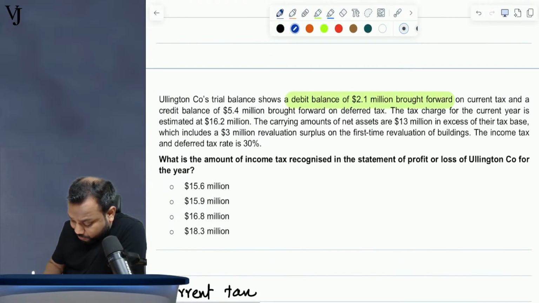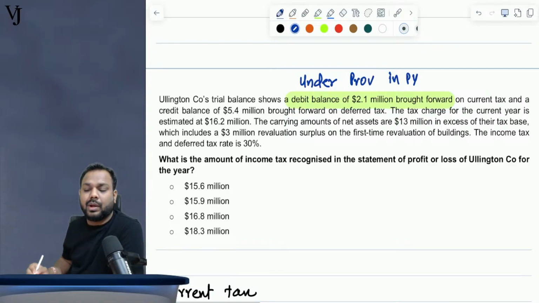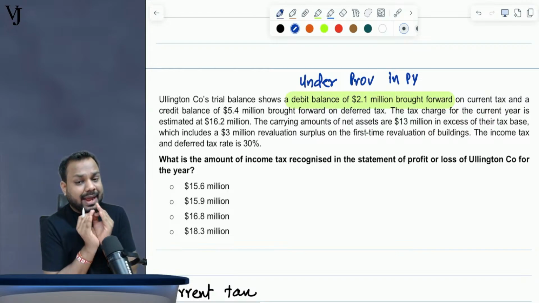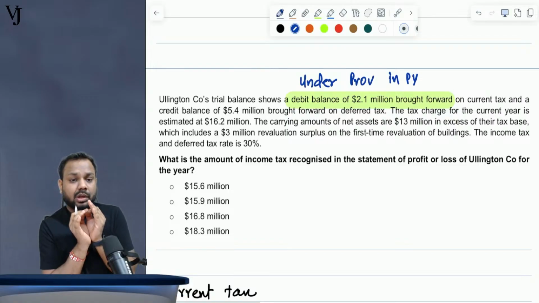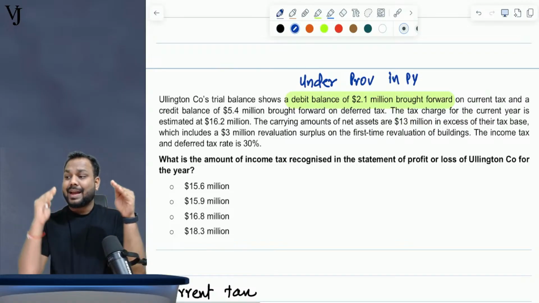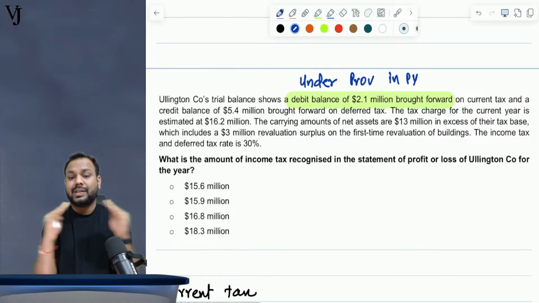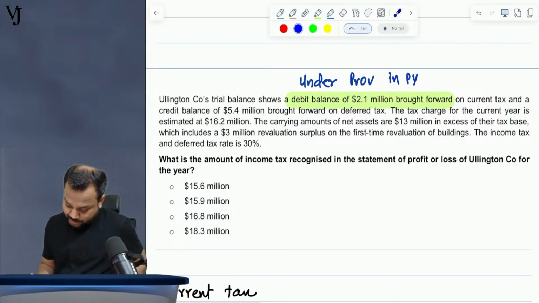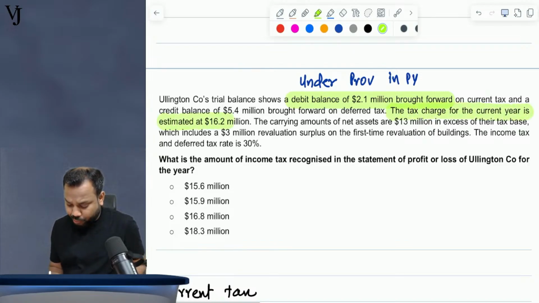Under provision in previous year. It means under provision in previous year. And a credit balance of deferred tax. So ignore deferred tax as of now. Guys, understand, whenever you are computing tax expense, see current tax and deferred tax separately. Now understand, debit balance of current tax. So I'm discussing only from the point of view of current tax. Tax charge for the current year is 16.2 million.